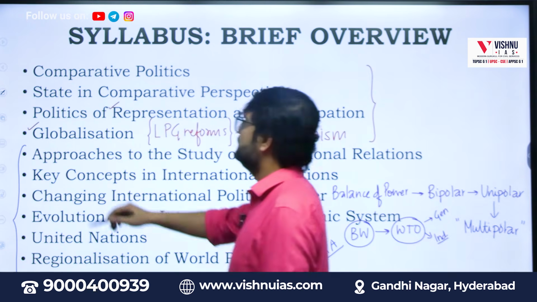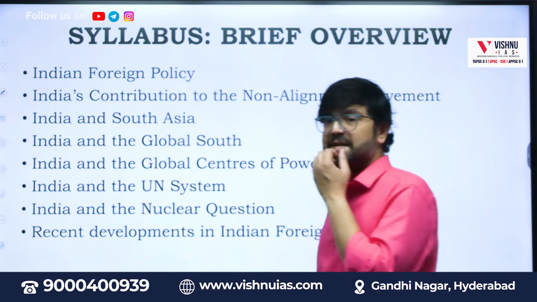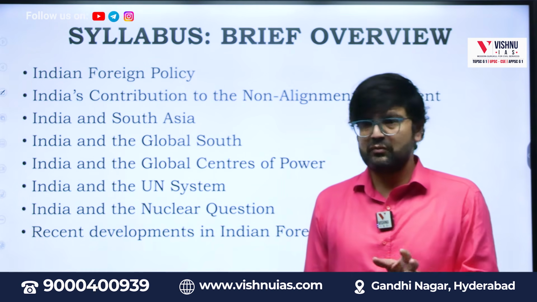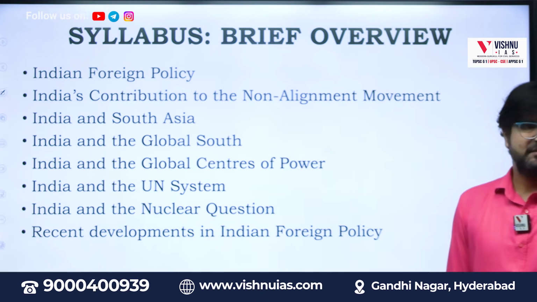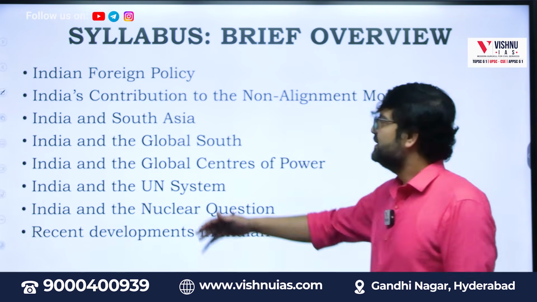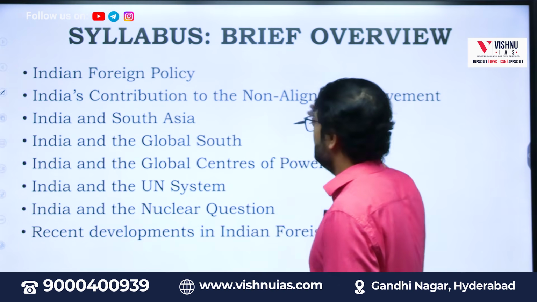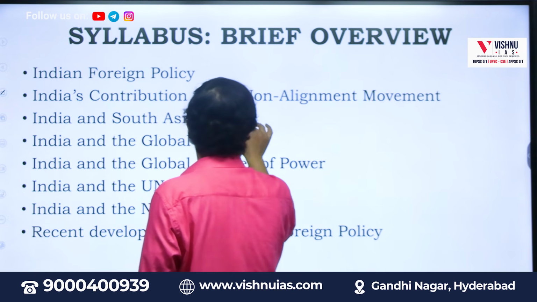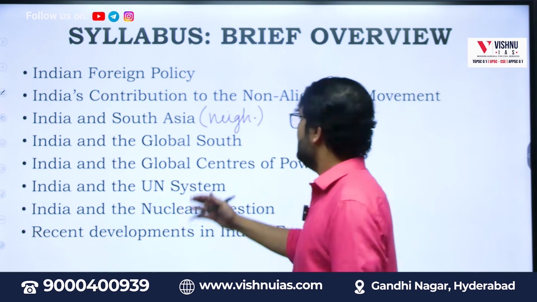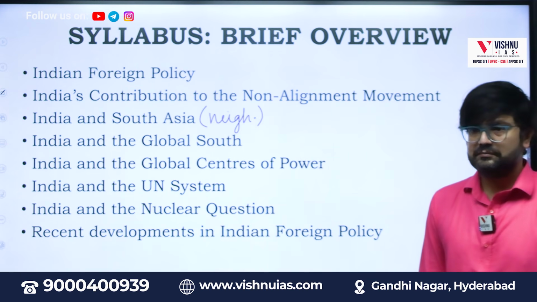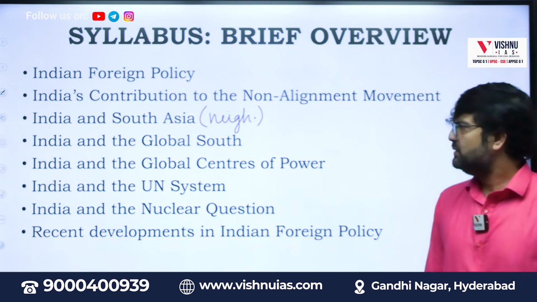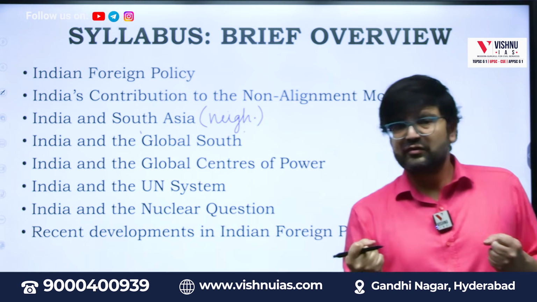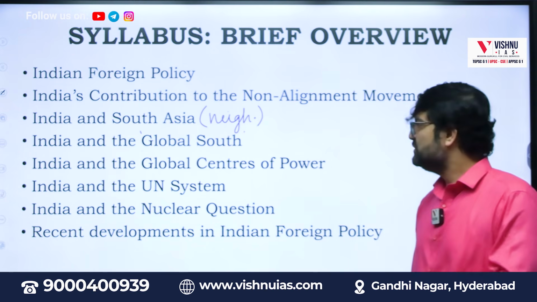And then finally you have that IR paper, that is GS paper 2 IR. 50 marks of questions in your GS paper 2 are from IR. This is exactly the same. India's foreign policy, India's contribution to non-alignment, India and South Asia, we will be covering our neighbors. India, the global south, Africa, Brazil, Latin America, etc. So global south refers to all these developing nations. India wants to be the voice of these developing nations. So we are focusing on south-south cooperation.